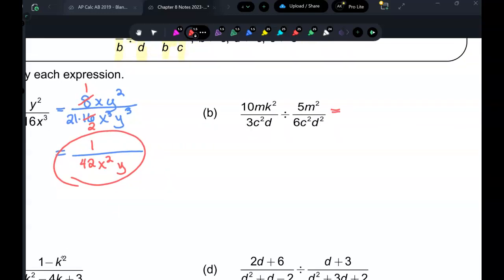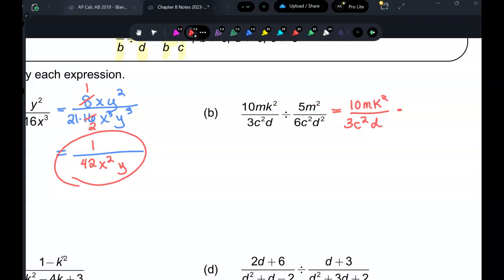Okay, before I do anything, I'm going to rewrite this as 10mk squared. I'm going to leave the first one, 3c squared d. And now I'm going to flip the second one. So that's going to be a 6c squared d squared. We always want to change the division into a multiplication. Can you just cross multiply here? Not cross multiply, but cross cancel. You were probably thinking that, right?